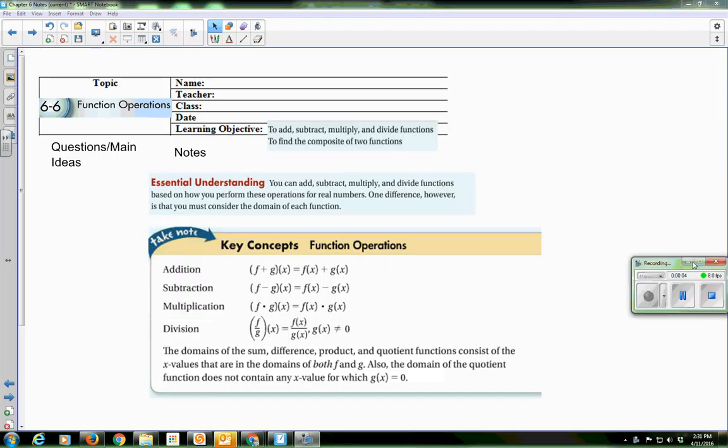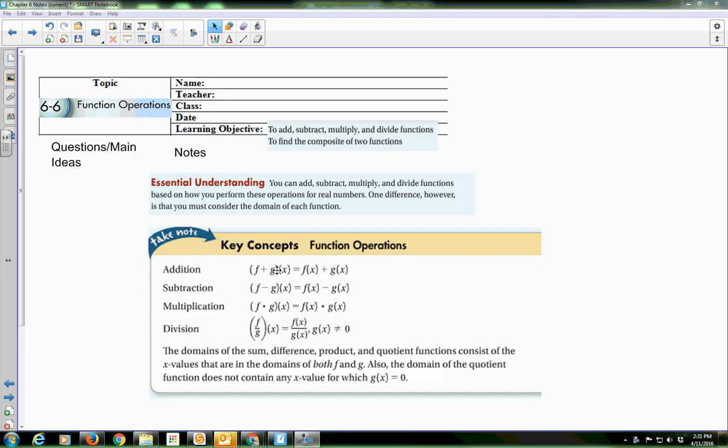All right, well, this is Chapter 6, Section 6, Function Operations. Our learning objectives are to add, subtract, multiply, and divide functions, and to find the composite of two functions. So our essential understanding is you can add, subtract, multiply, and divide functions based on how you perform these operations for real numbers. One difference, however, is that you must consider the domain of each function.